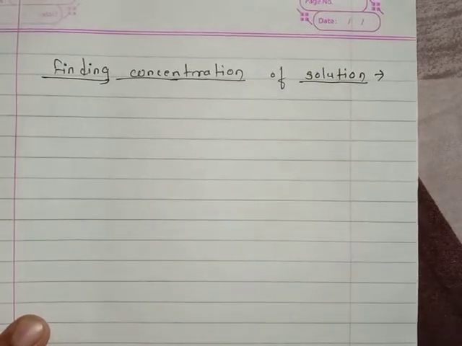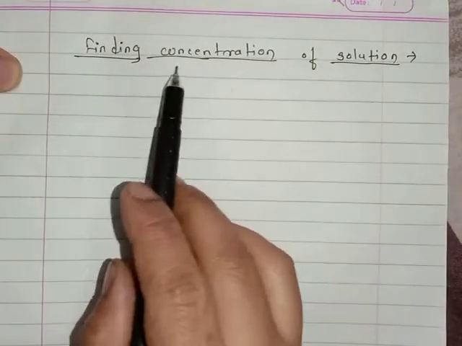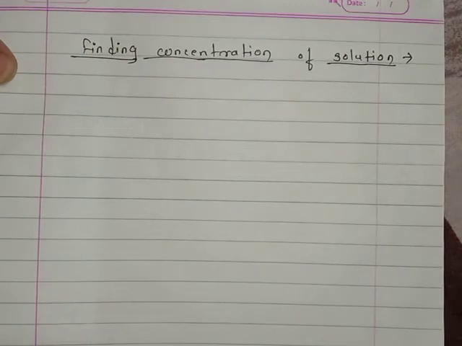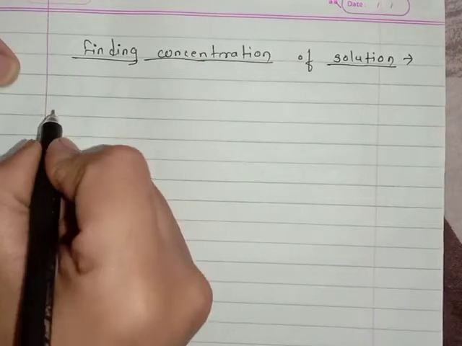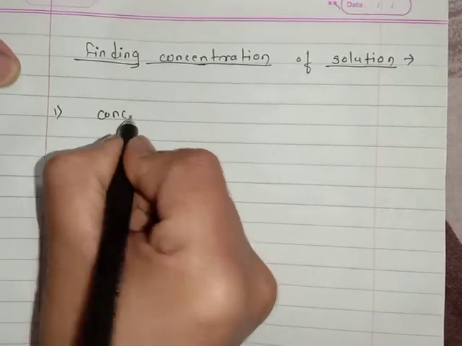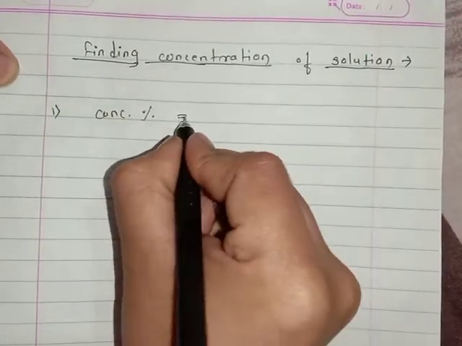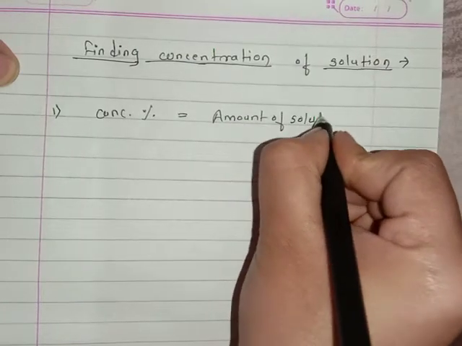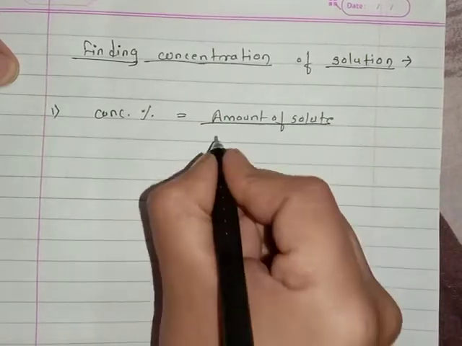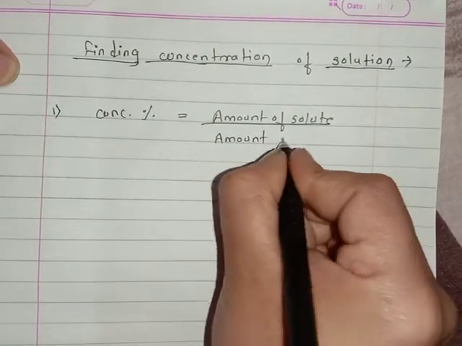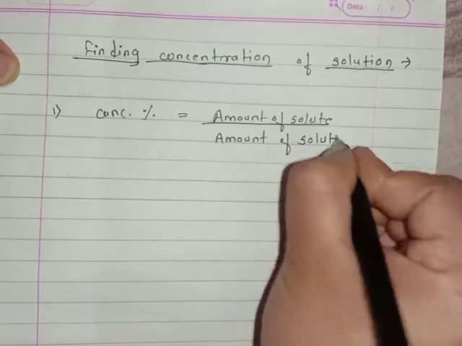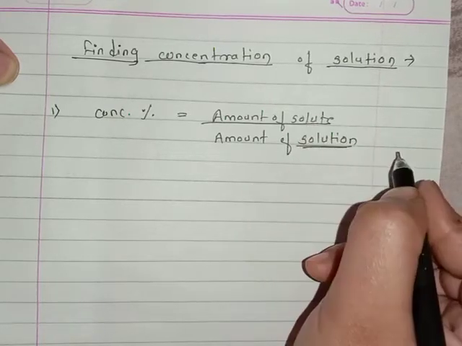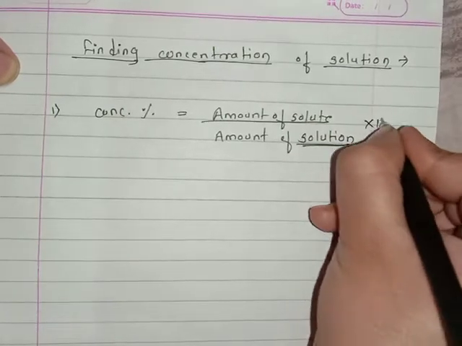So children, our next topic is finding the concentration of a solution. Now children, how can one find out the concentration of a given solution? For this, three formulas are there. One is concentration in percentage is equal to amount of solute dissolved in amount of solution. Here you have to take the value of solution, meaning where the solute is added into the solvent so that it forms the solution, into 100.